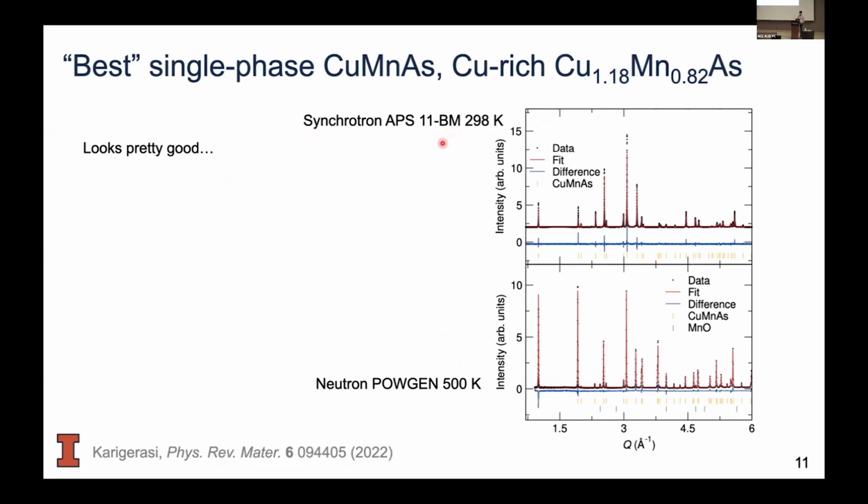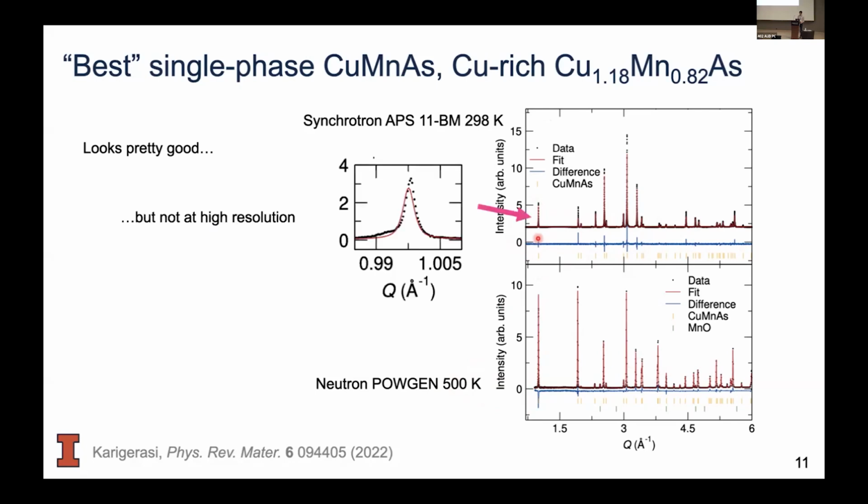It's an awesome program. We get this data that's in black, we fit it in red, here's our difference curve in blue, and it looks pretty good. It's a magnetic material, so we took it to POWGEN. There's a neutron diffractometer at Oak Ridge. Again, the fits look good, but when you're at APS, you do these fits, and the student or whoever comes, they're like, yeah, fit looks good, and you're like, really? Keep zooming in. Show it to me on a different scale.